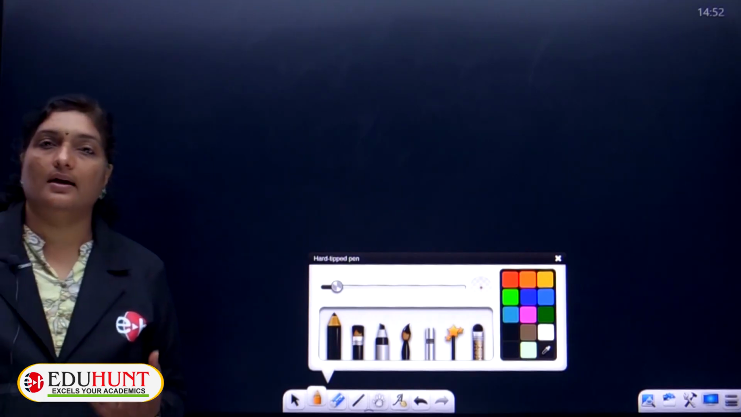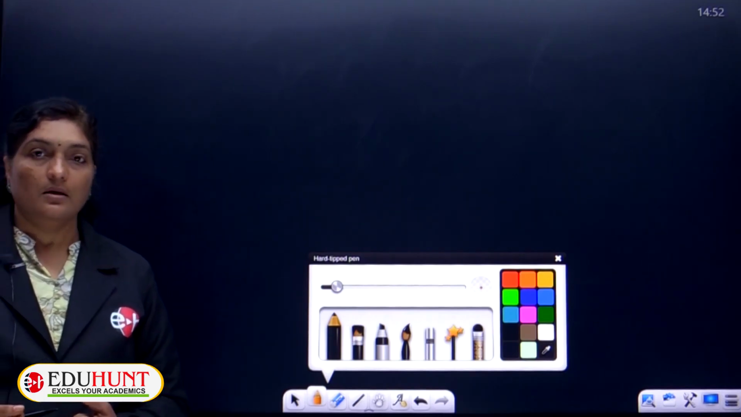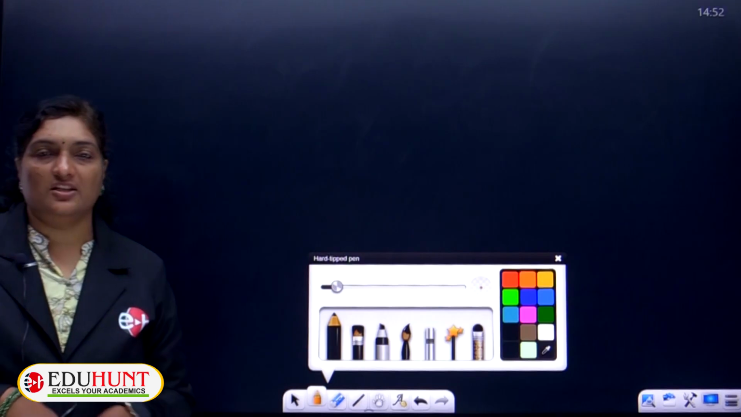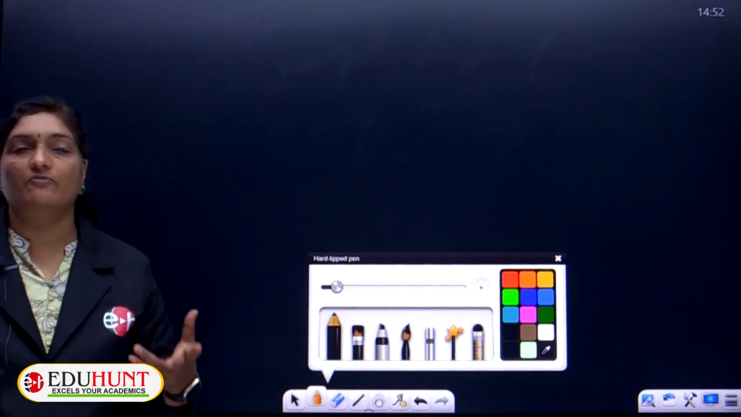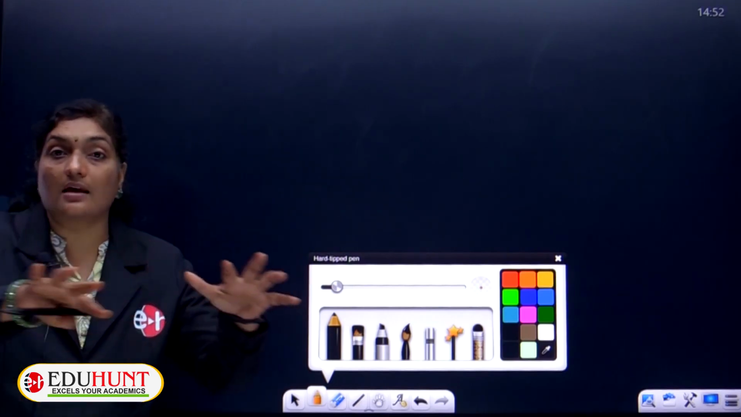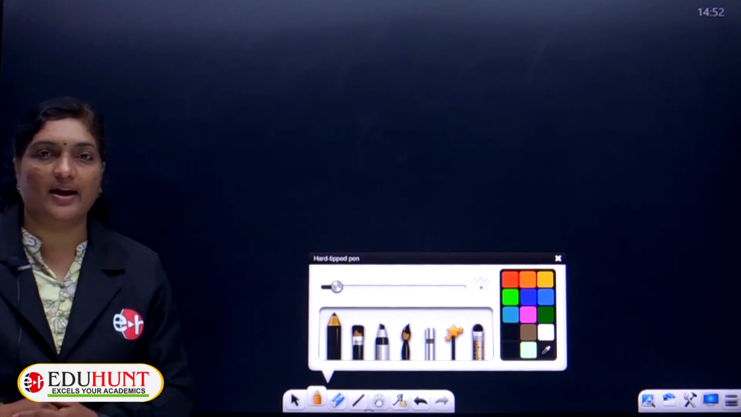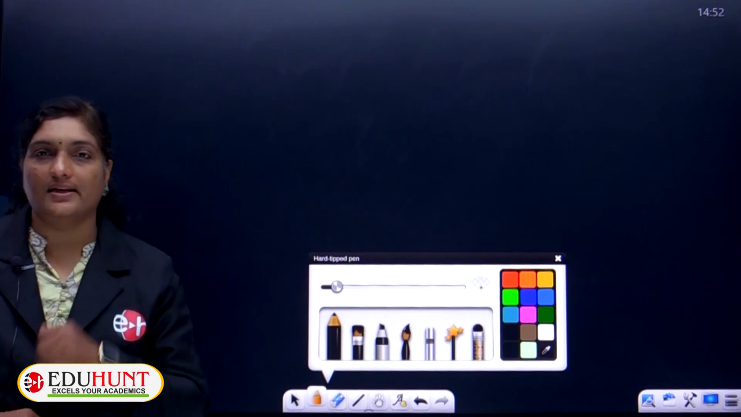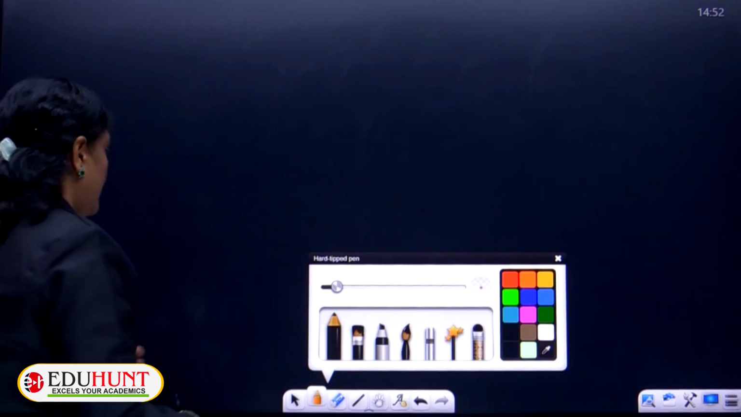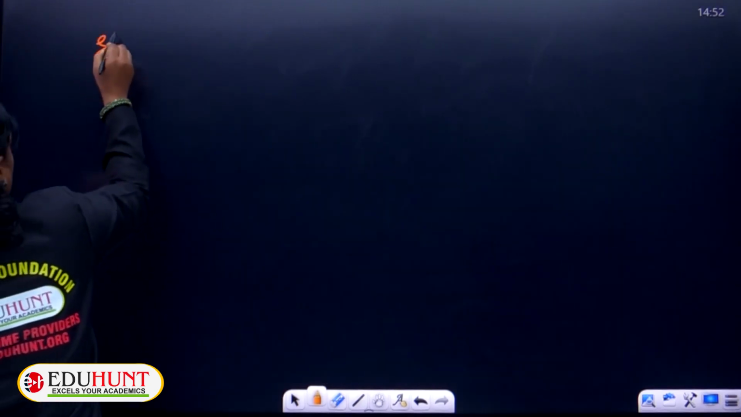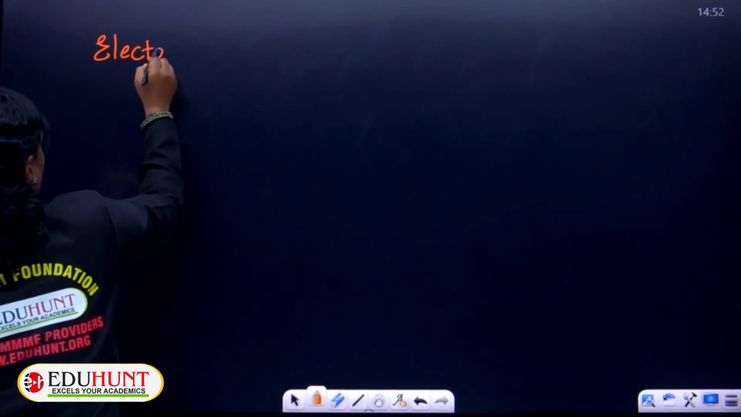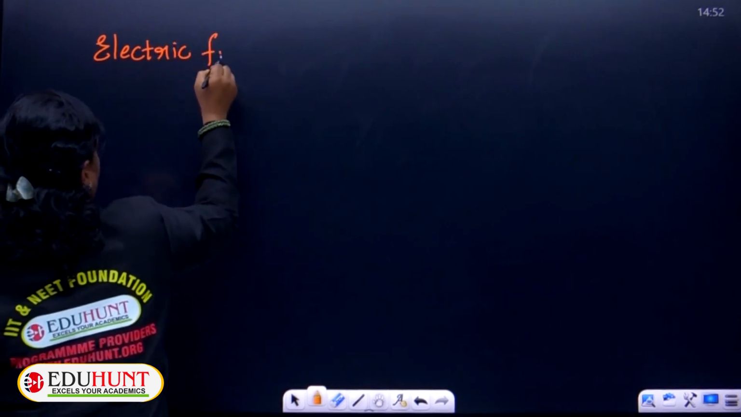Suppose you consider a charge. Surrounding the charge, it exerts some force. The area surrounding the charge up to which its influence is felt is called the electric field. So, let us define it in detail. The next topic is all about the electric field.